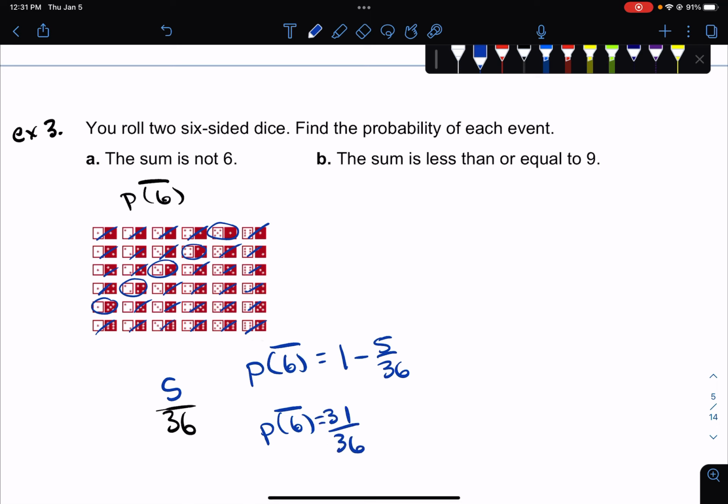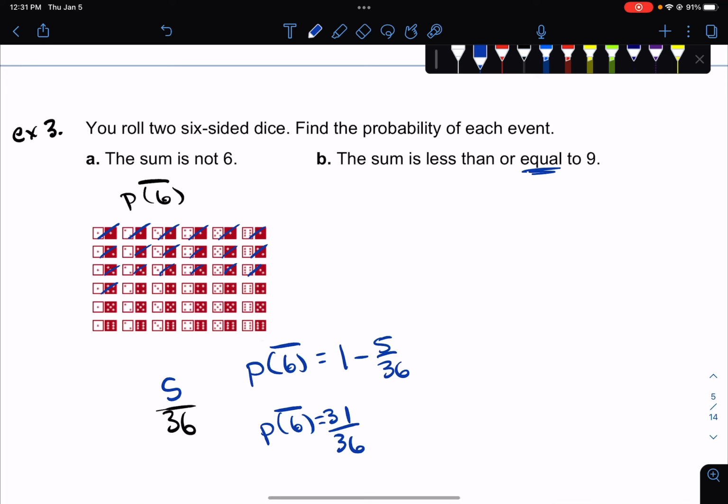Okay, B, the sum is less than or equal to 9. So this time it wants to know that it adds up to a number 9 or less than 9. This one does. This one's less than 9, less than 9, less than 9, less. This one's 8, less, this. This one adds up to 9, which we want to count because we're equal to.